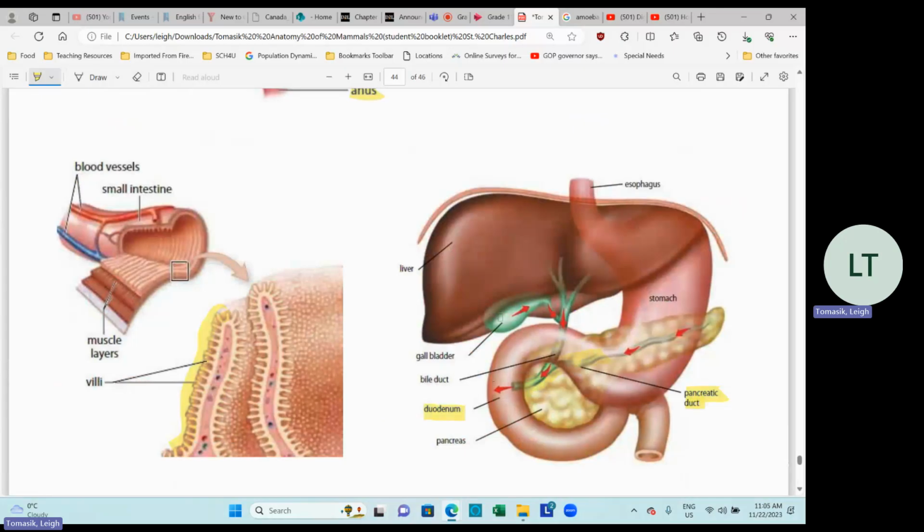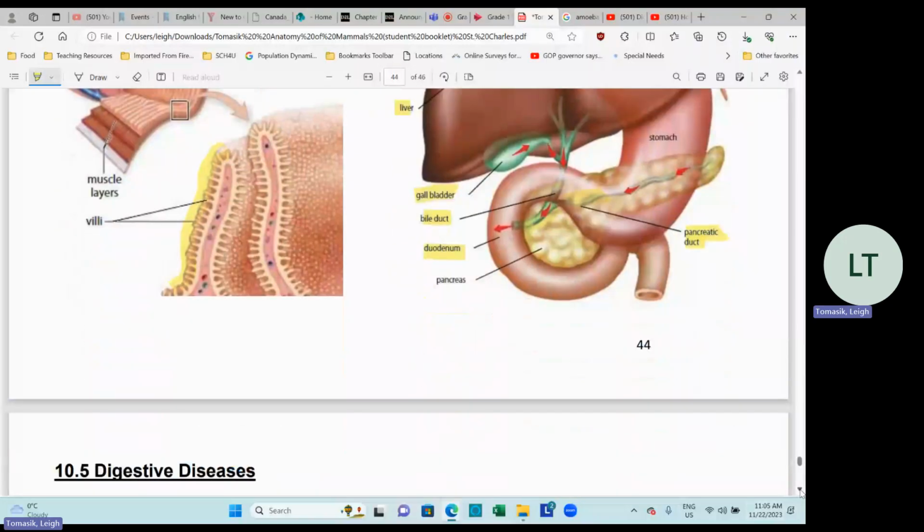And you can also see there's a duct coming from your gallbladder. So remember, your liver makes the bile. The bile gets stored in your gallbladder, and then it's connected via a tube called a bile duct into your small intestine, right? And we want to keep these ducts clear so that the enzymes in the bile can make it to your small intestine. Sometimes they get clogged up, and it can make people very sick.